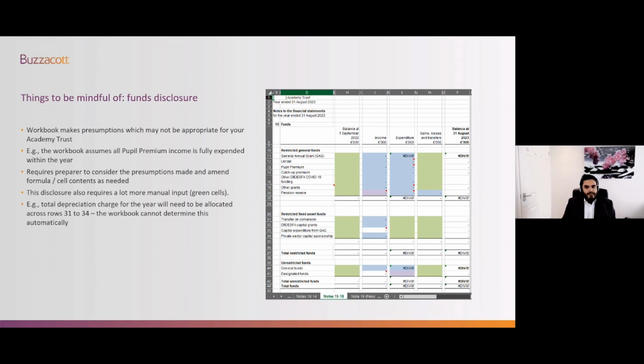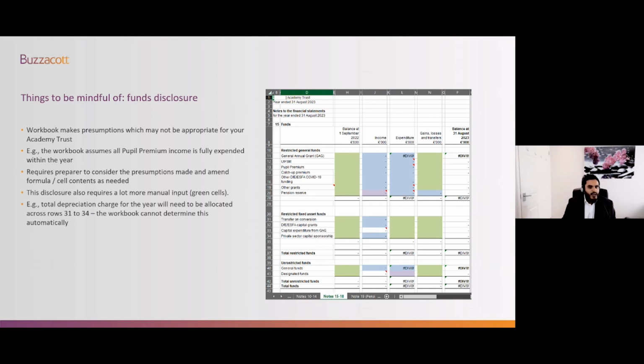As an example, the template is set up to make the assumption that pupil premium income for the year or the other grant income for the year will have been fully expended in the year of receipt. And this may not be appropriate for your Academy Trust, in which case the formula in column L may need to be amended. Similarly, there are typically various rows included within the restricted fund, fixed asset fund section of this disclosure, and depending on how your fixed assets have been financed.